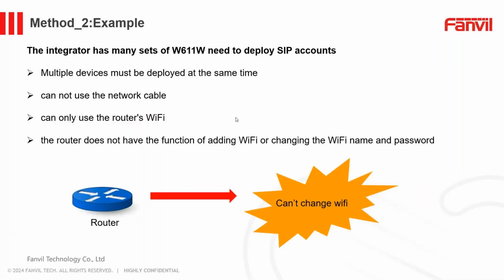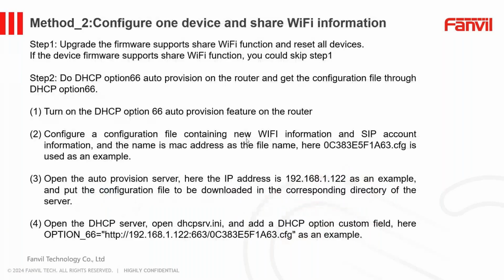Now let's check the second example, when the router cannot change the Wi-Fi name or add another SSID. You have the same scenario when we have multiple devices that need to connect to your Wi-Fi, but you cannot change the Wi-Fi settings on your router. Here, the first thing to check again is the firmware that supports the Wi-Fi sharing option. Then once you check this, you can go to option 66 on the router and add the config file again.